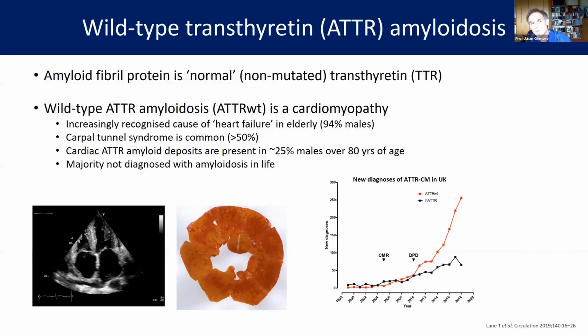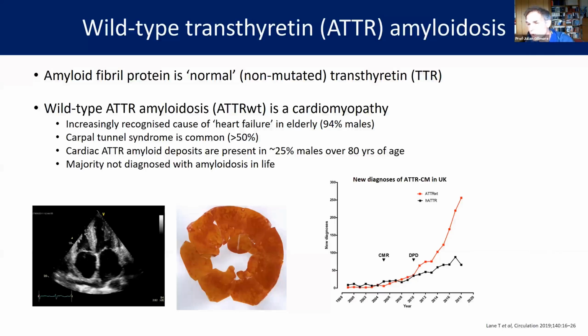And interestingly, in post-mortem studies, you do find ATTR amyloid deposits in 25% of males who are over the age of 80. So this condition undoubtedly becomes more and more common as one gets older. 25% of the male population over 80 is a huge number of individuals in this country and all over the world.